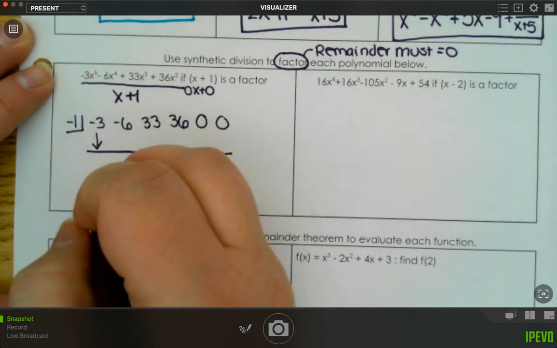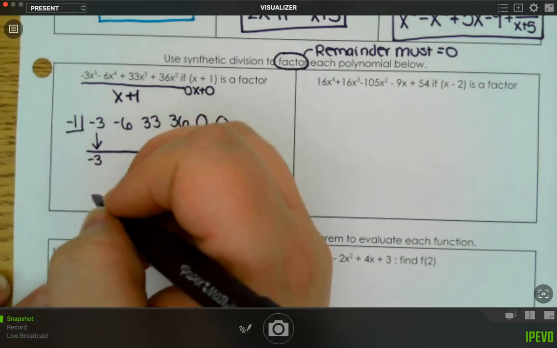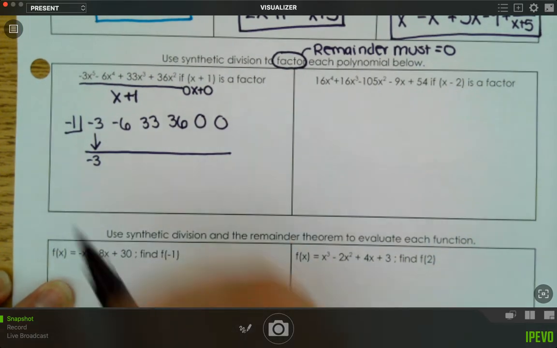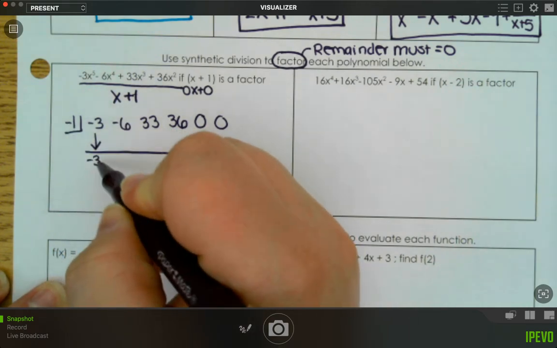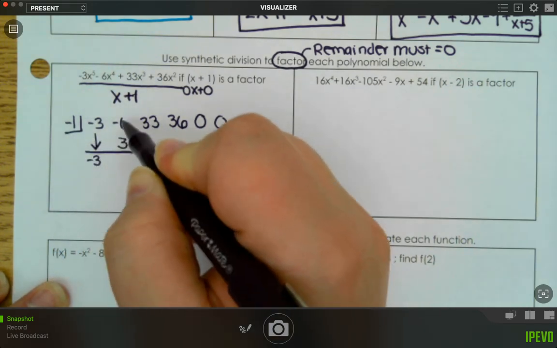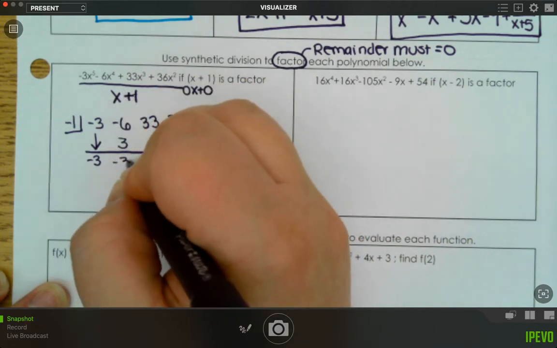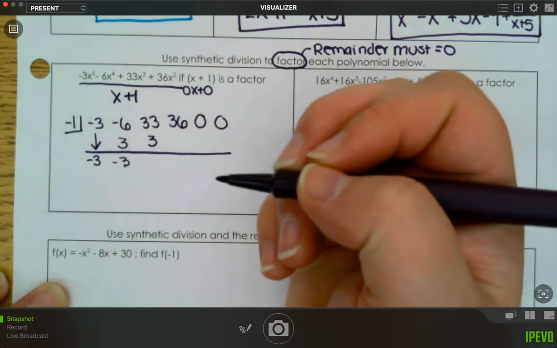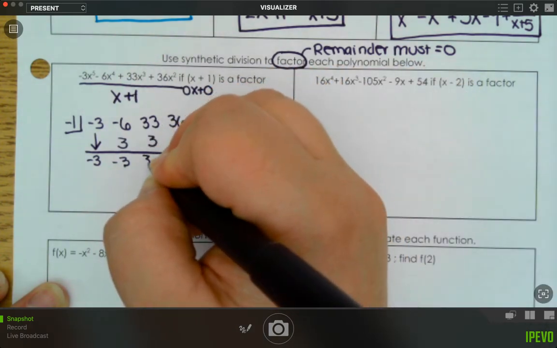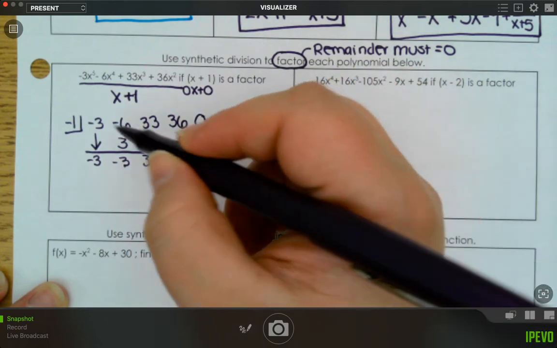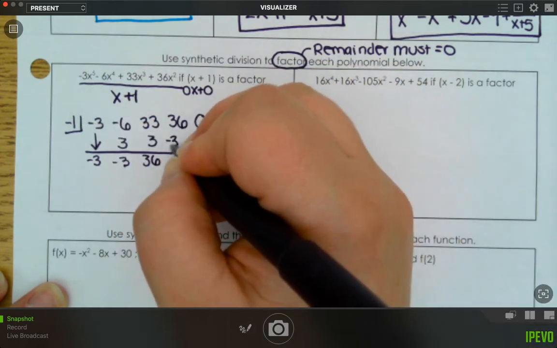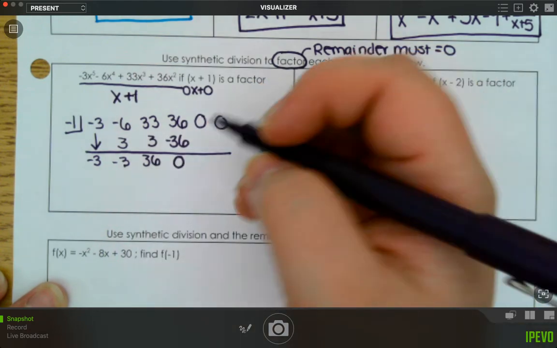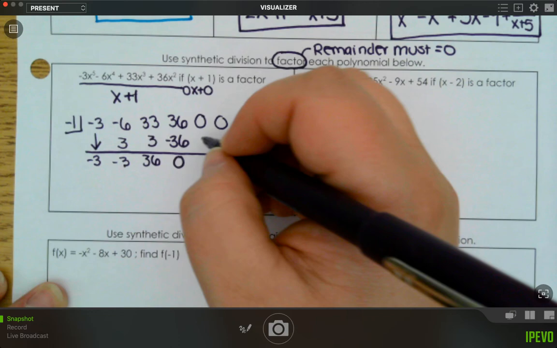All right, now drop that first number, and we're going to fall into that rhythm of multiplying across and adding down. Multiplying across, 3. -6 plus 3 is -3. -3 times -1 is 3. 33 plus 3 is 36. 36 times -1 is -36. 36 minus 36 is 0. Finally, -1 times 0 is 0.